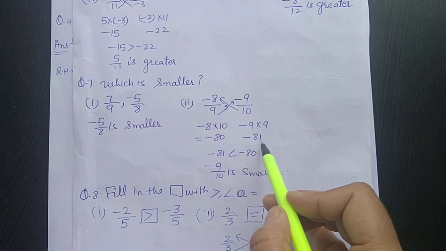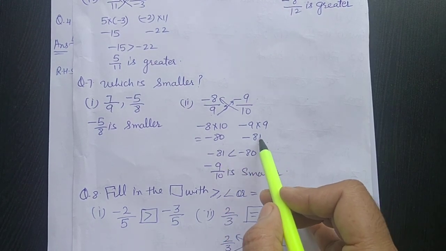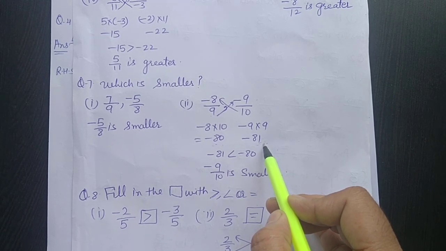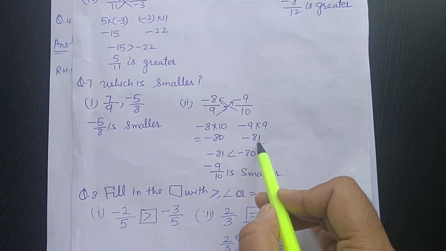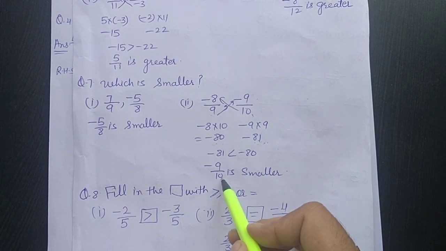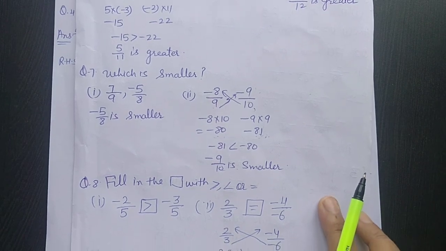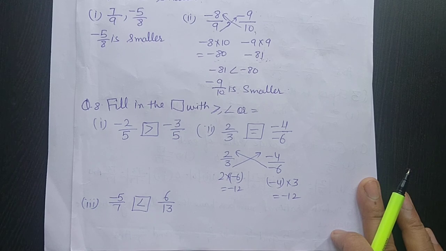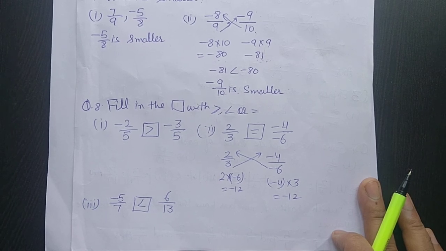So if both numbers are of negative sign, then the greater number will be the smaller number. So this one is smaller. This is the value of minus 10, 9 upon 10. So minus 9 upon 10 is the smaller. Then next is fill in the blank with greater than, less than or equal sign.